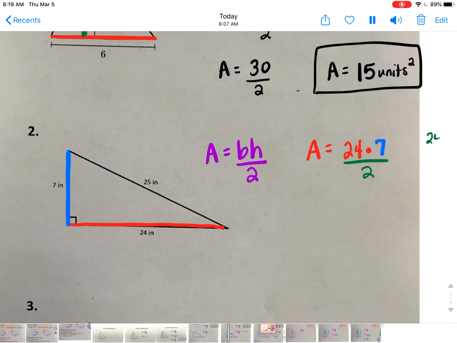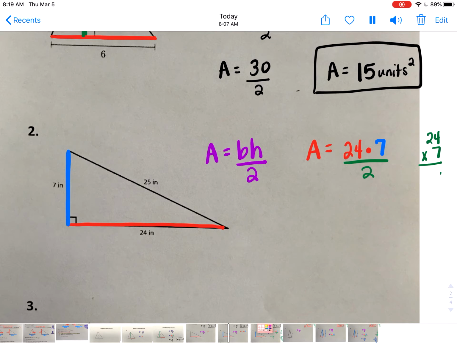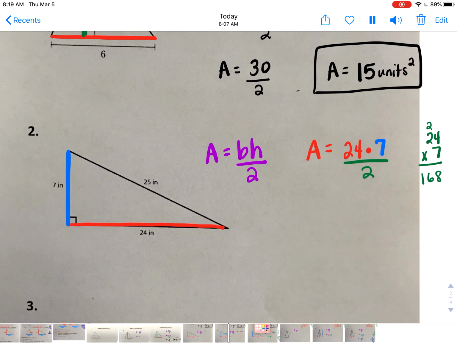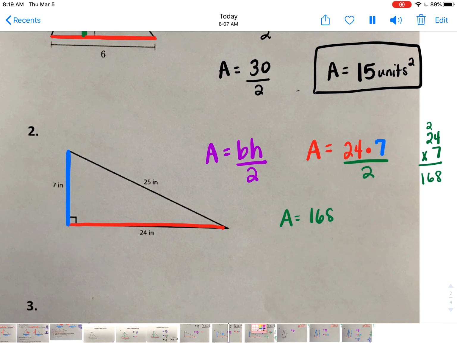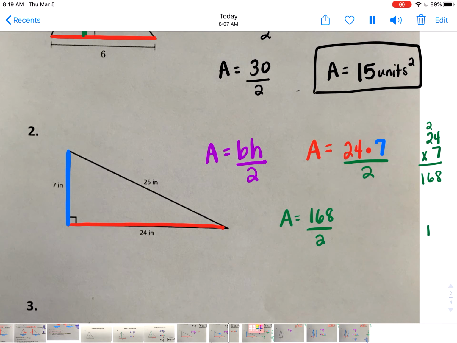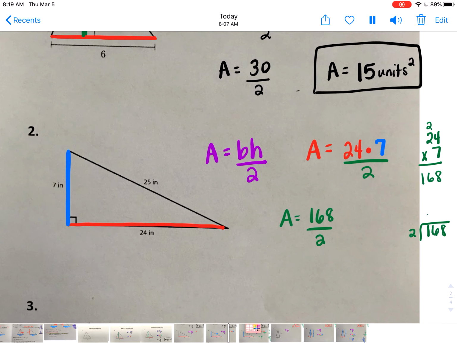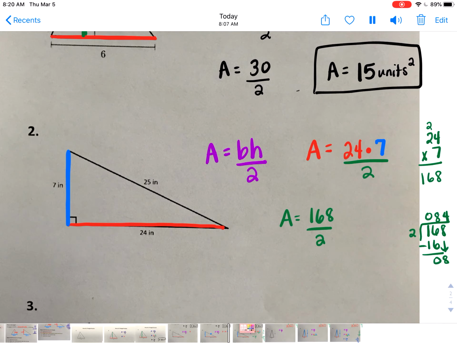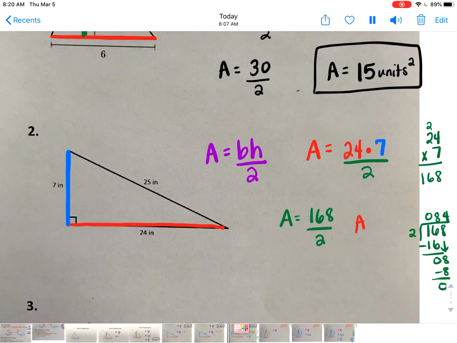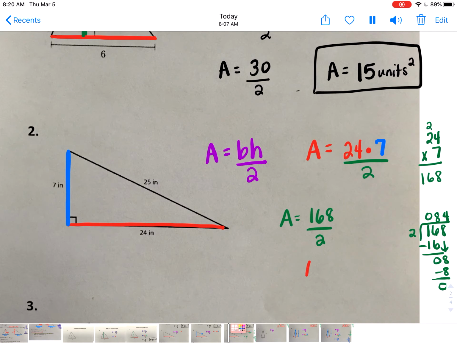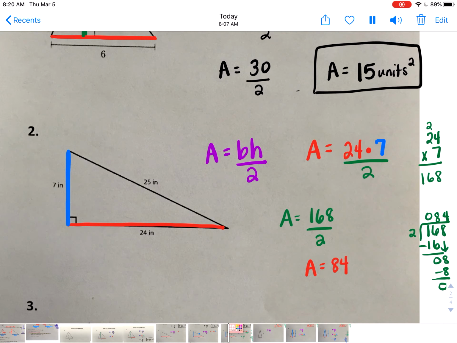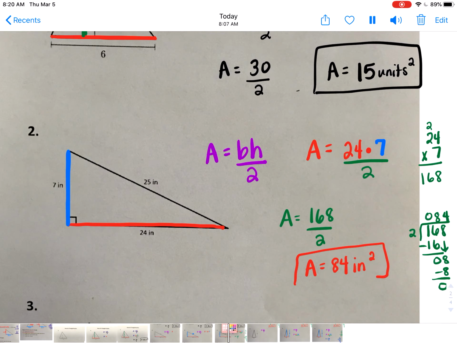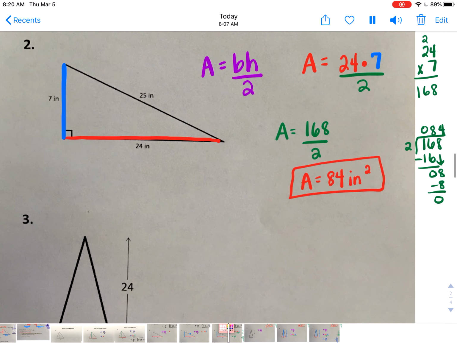So 24 times 7 is the part I want to do first. It's 168. So now I have area equals 168 divided by 2. So 168 divided by 2. So area equals, oh, I don't want to write it there. Let me give myself a little room. Area equals 84. And this one does have units. This one is inches. So I'm going to put inches squared. Put that little tiny 2 up top. All right. We're doing good.